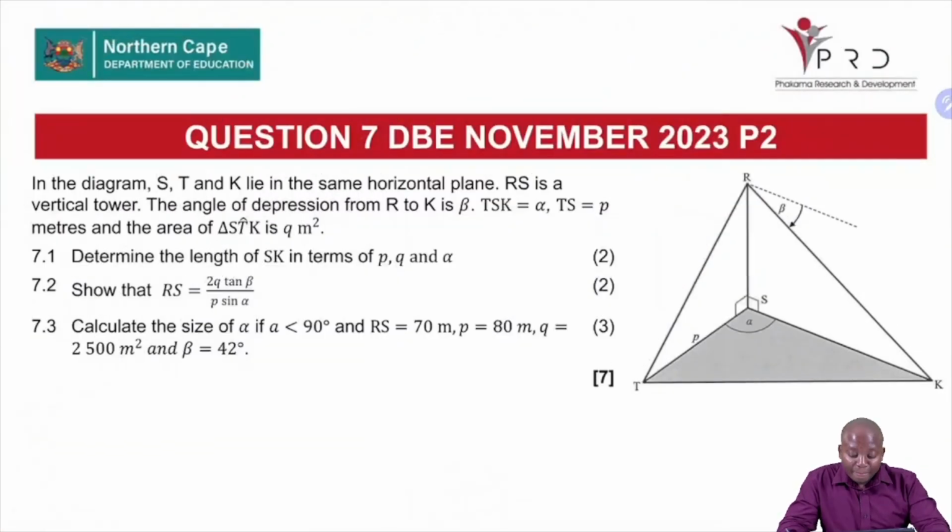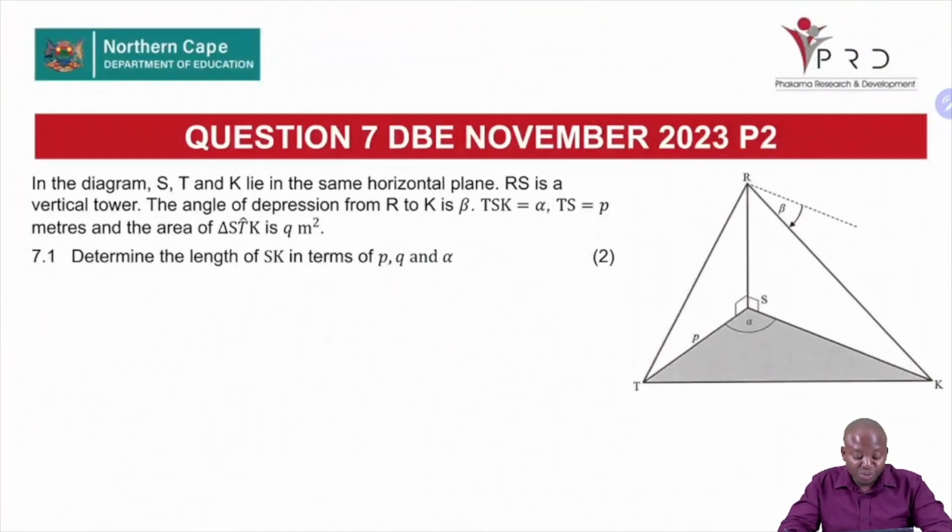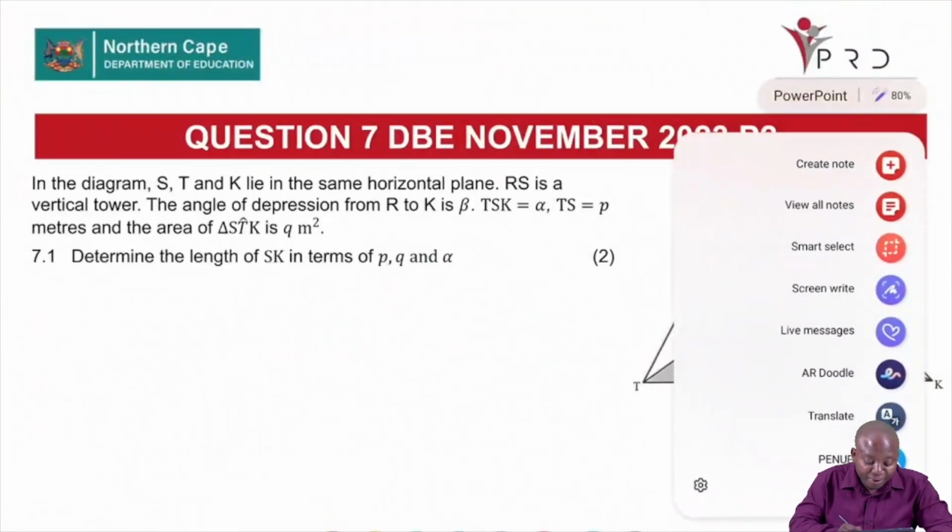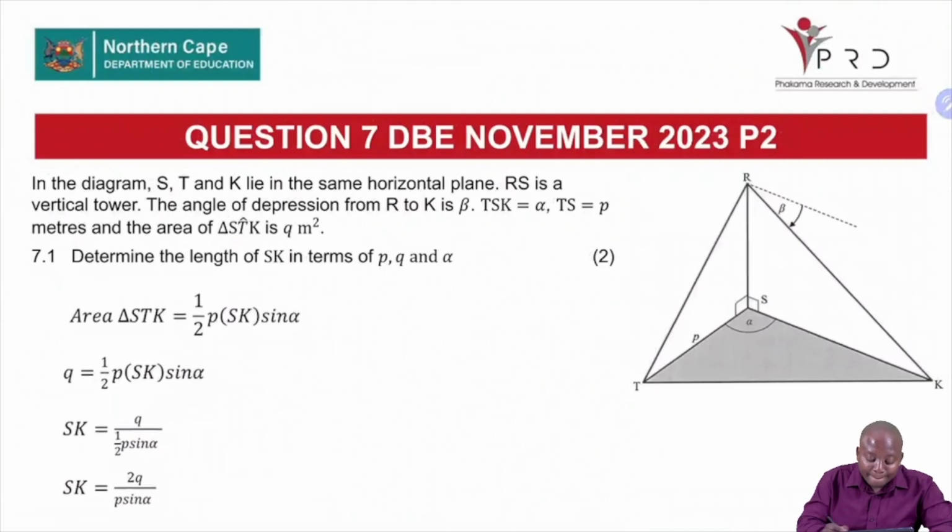Now, question 7. We're told that in the diagram, S, T, K and R lie in the same horizontal plane. RS is the vertical tower, the angle of deflection from R to K is beta, TSK is alpha, and TS is p, and the area of triangle STK is q meters squared. Determine the length of SK in terms of p, q and alpha. Now, how do we find that? We are given the area. So the area is half base times height.